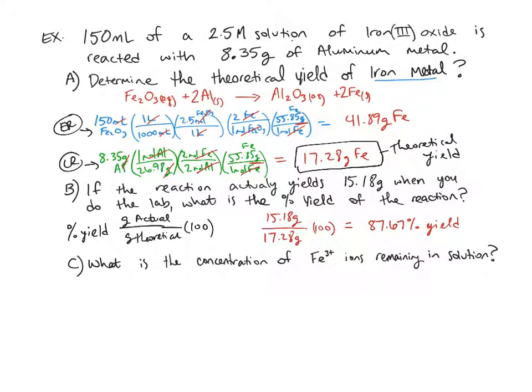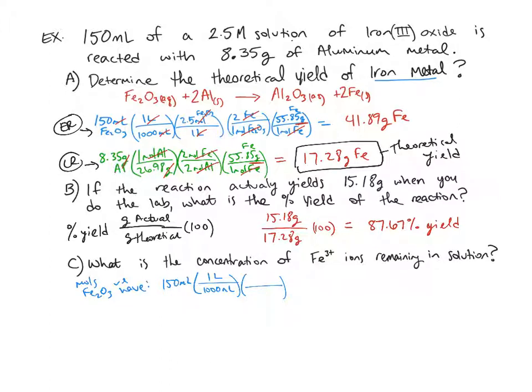So we'll start with figuring out the moles of iron oxide we have. That's our first step. For the moles of iron oxide we have, we're going to start with our 150 mL. We'll go to our liters. We know that there are 1,000 milliliters in 1 liter. Now we're in liters, so we can use our concentration.